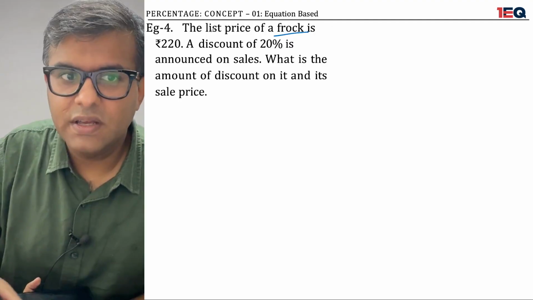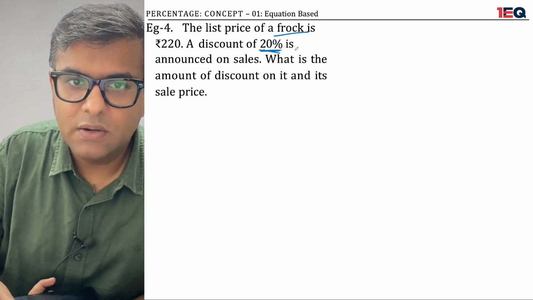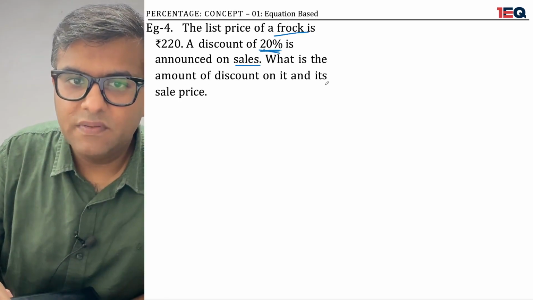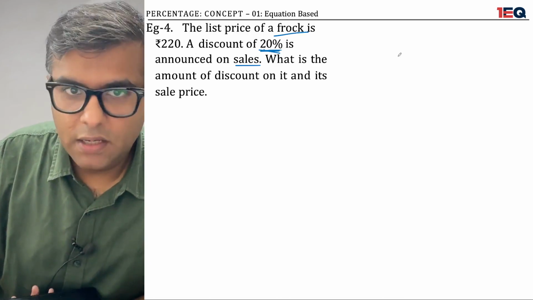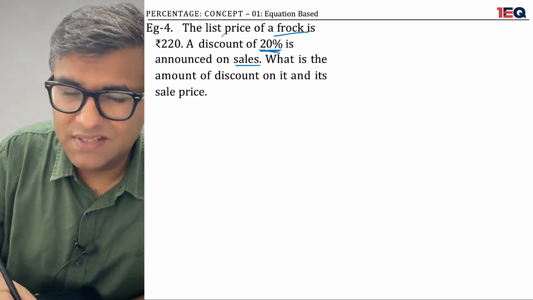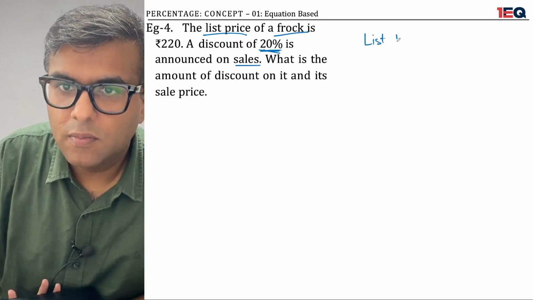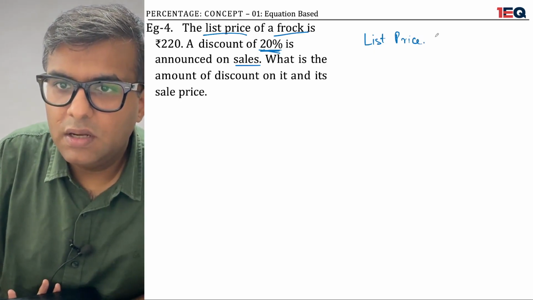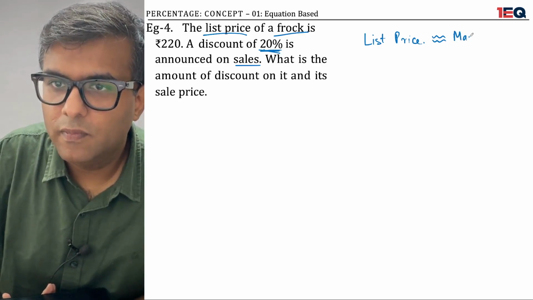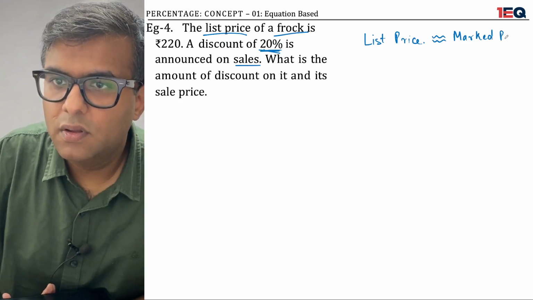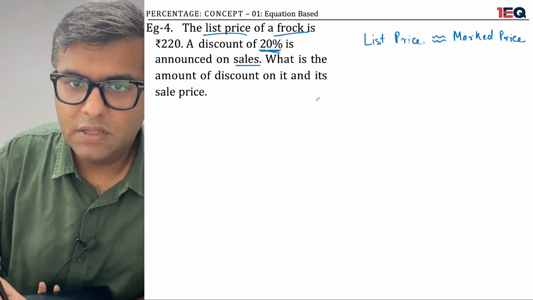Okay, so the list price of a frock is 220. A discount of 20% is announced. A discount of 20% is a discount on sales. What is the amount of discount on it and the sale price? Again, I am sitting at the same concept. List price. The word list price can be used interchangeably with mark price.